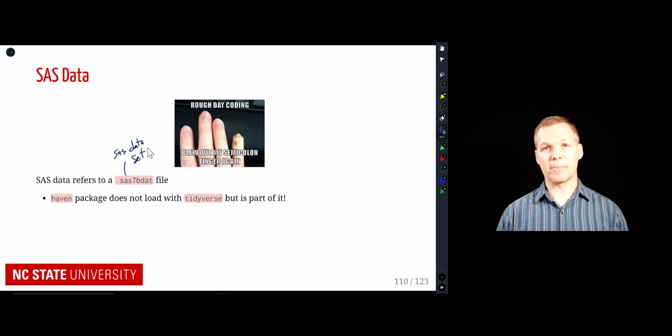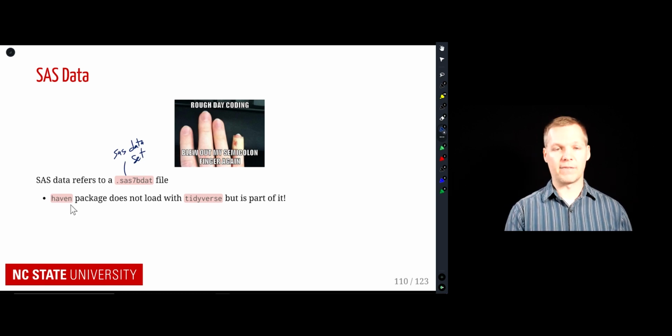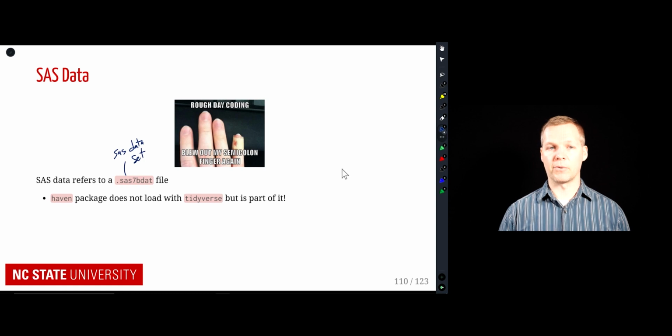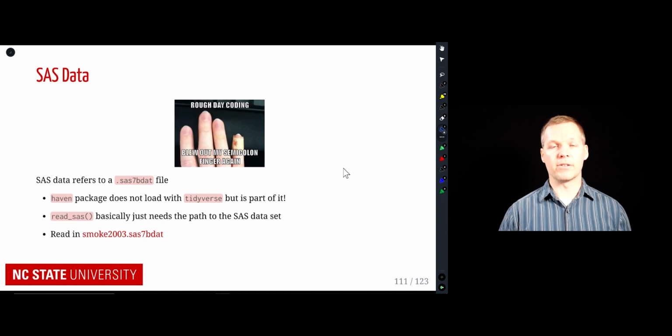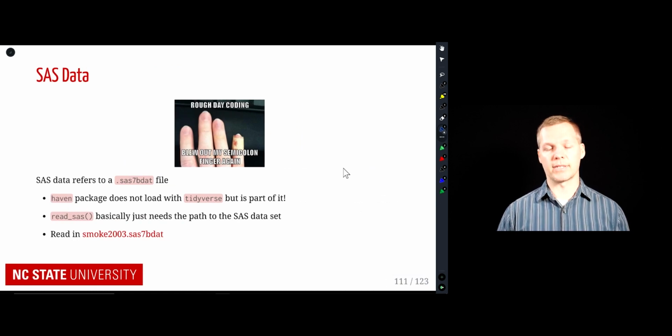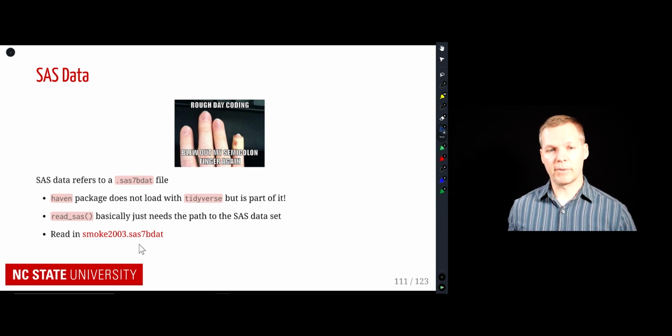Okay, how do I read in one of those? Well, again, there's not a package that comes loaded in when you do library(tidyverse) that will read this in, but there is a package that is part of the tidyverse that will be able to do it, and that's the haven package. So haven will let you read in SAS data, SPSS data, lots of other kinds of statistical software. And so the function that we need for this is read_sas. Not too bad. We have this data set called smoke2003.sas7bdat available on the web. We're going to go ahead and pull that in.